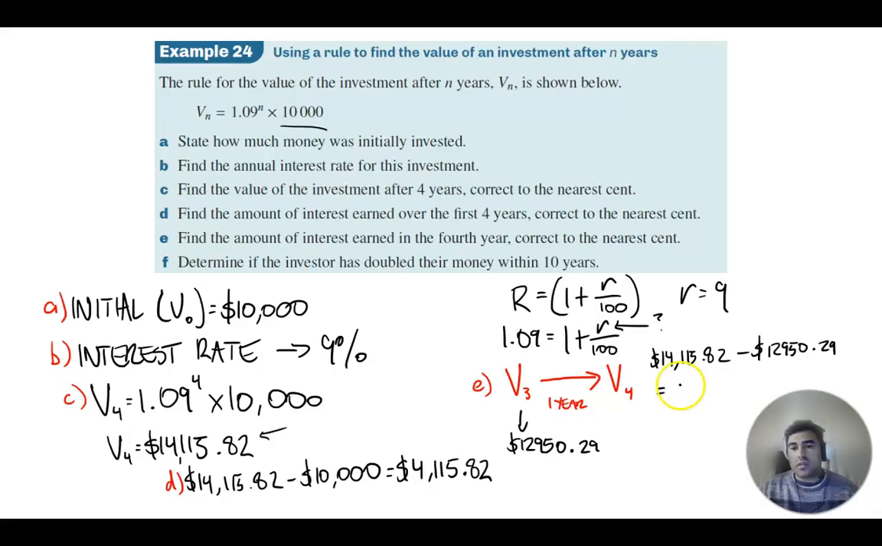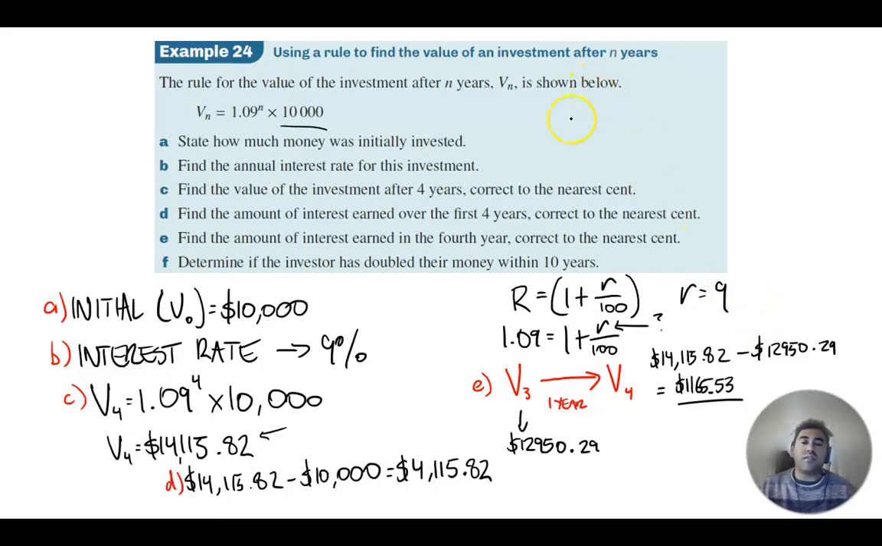This will equate to $1,165.53. That's how much interest has been earned within the 4th year. Last question, determine if the investor has doubled their money within 10 years.